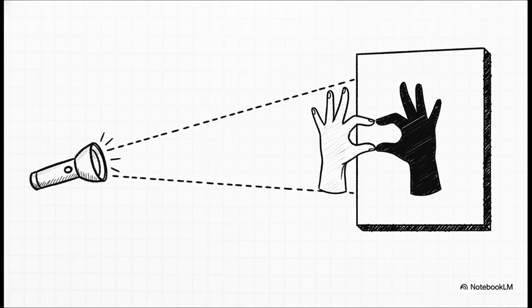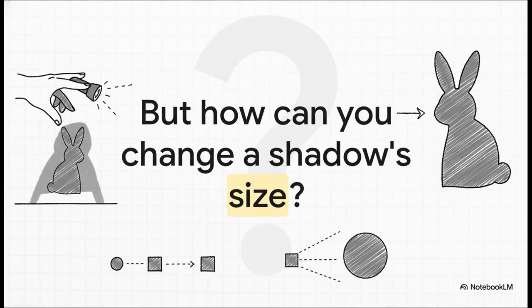And the wild thing is, a shadow is basically a perfect 2D copy of the object's outline. This is exactly why shadow puppets work so well, right? You can make your hand look like a dog or a bird just by playing with its shadow. And it's the same idea behind silhouettes, which capture the exact profile of a person. So, shape, check. But what about the size?